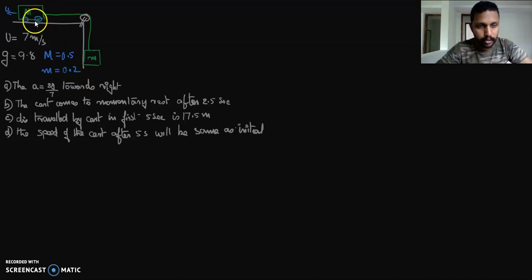The cart is not initially at rest. It is moving in this direction with an initial velocity of 7 meter per second. We can take acceleration due to gravity as 9.8.